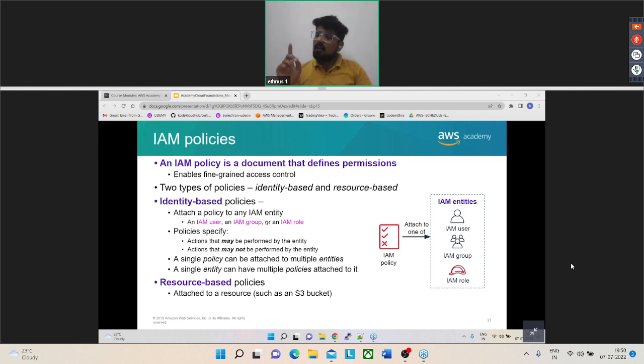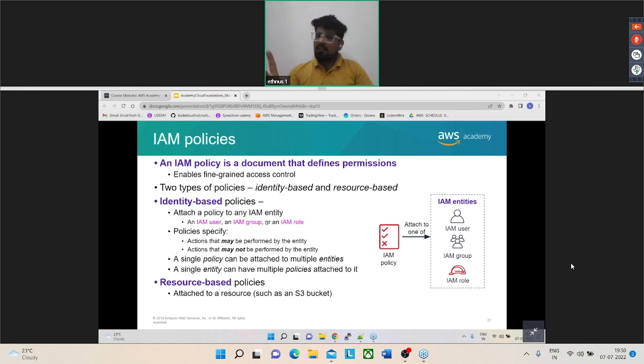A single policy can be attached to multiple entities. Yes, policies are reusable, guys. If I create one policy today, I can attach it to multiple people. Suppose there is a single policy which I want to apply to all 50 people working in my team. I can attach it to everyone, and I can also reuse it. Tomorrow, if I want to apply it to some other group of people, I can reuse it. So you can apply a single policy to multiple entities. What entities? The user, group, and role.